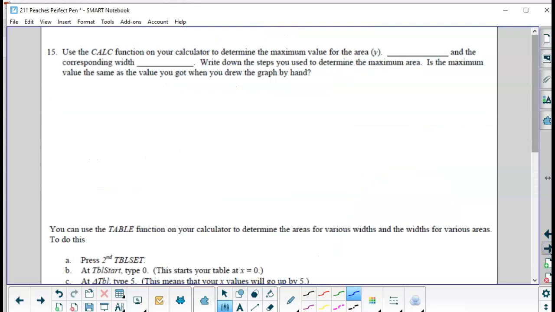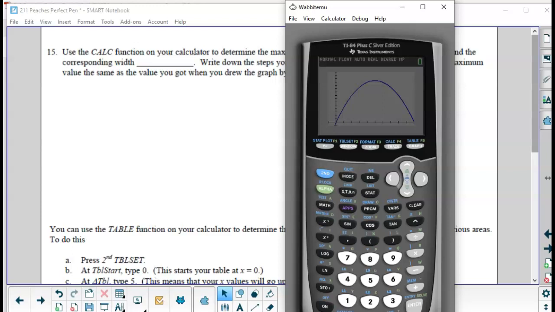Then it says, use the calc function on your calculator to determine the maximum value for the area and what it refers to. So, on your calculator, how do you find the maximum? You can kind of estimate by tracing. If you press trace, you can cursor back and forth and see different coordinates. Where you think it's the maximum is about there. Turns out your calculator got it spot on. But it doesn't always, just because of the pixel sizes. So what you want to do is know how to get the calculator to get it as exact as possible. So how do you do that?